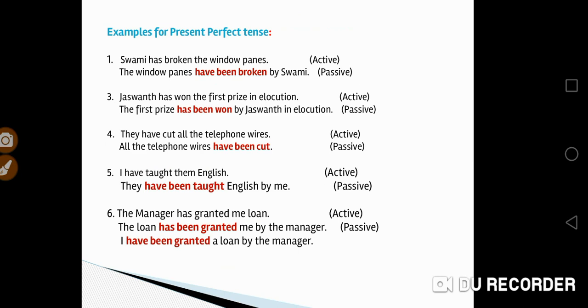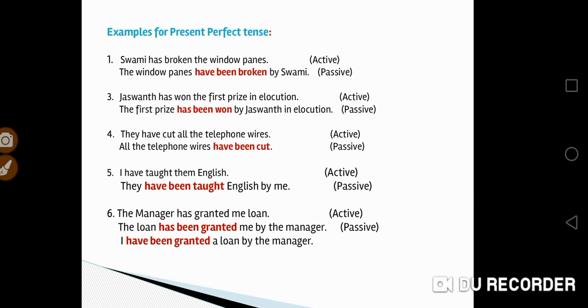Now examples for present perfect tense. Swami has broken the window panes. Here the verb is in present perfect, has broken. It will change in passive like have been broken. The window panes have been broken by Swami. Here window panes, the subject, is in plural, so we have used here have been broken.